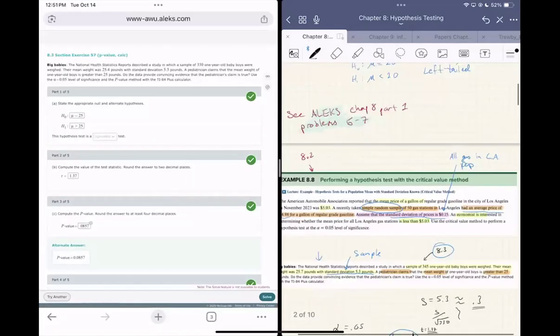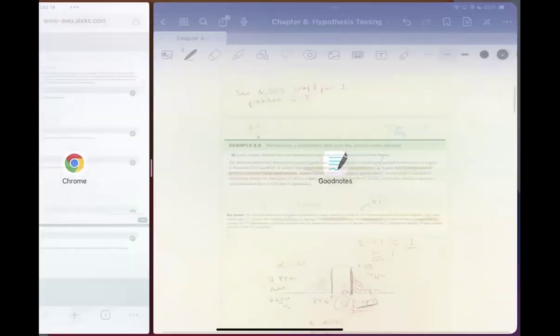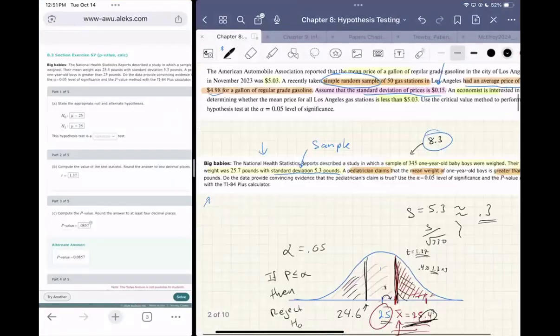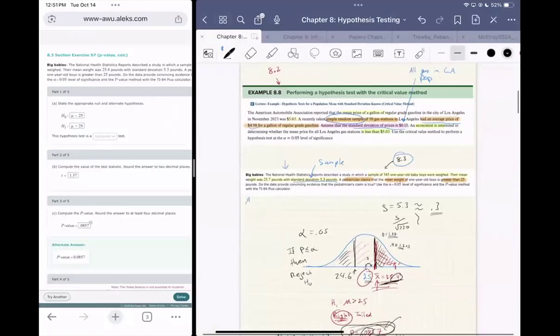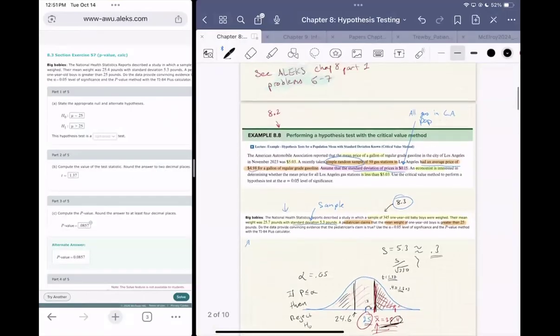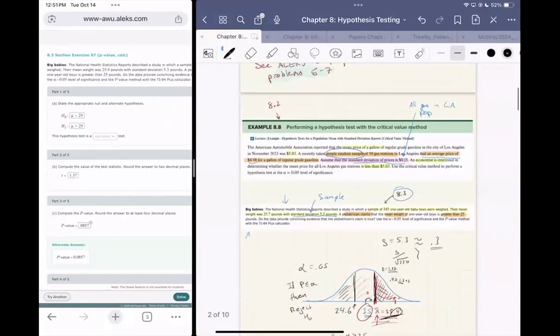And where are we? Right. I was just beginning this lecture, and we're starting to see a lot of new vocab pop up. We got null hypothesis, alternate hypothesis, left-tailed, right-tailed.